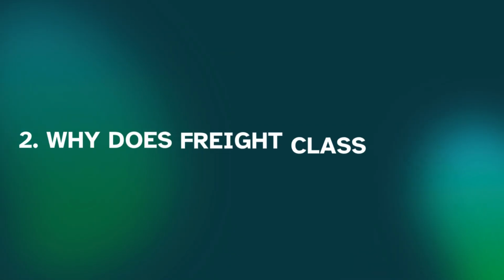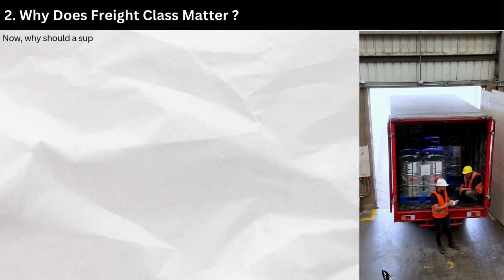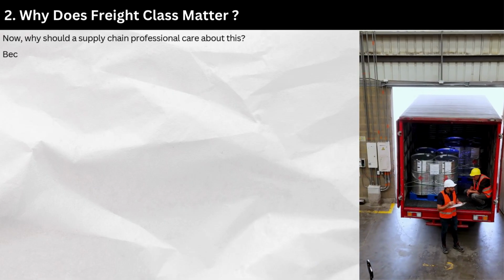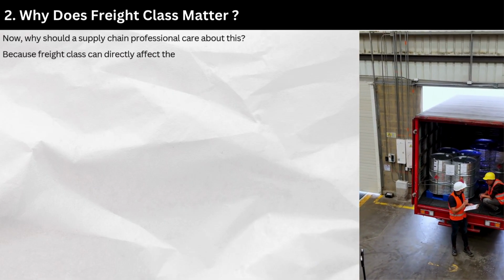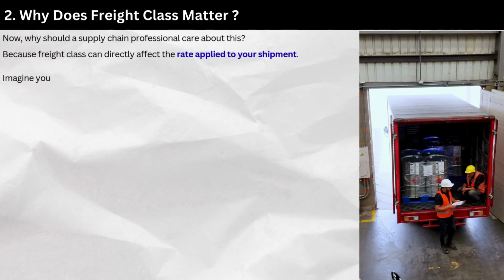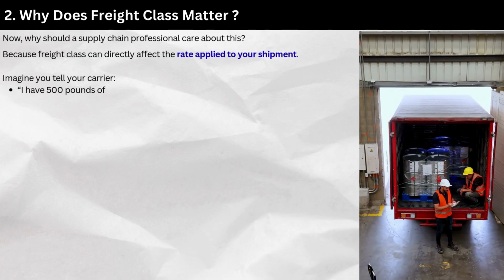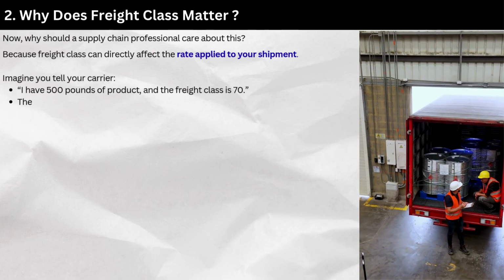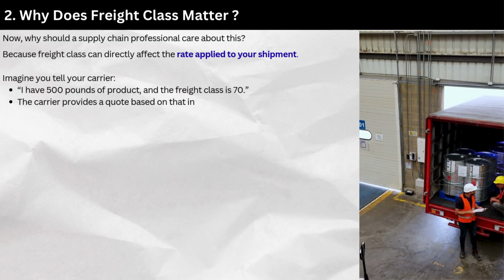2. Why does freight class matter? Now, why should a supply chain professional care about this? Because freight class can directly affect the rate applied to your shipment. Imagine you tell your carrier, I have 500 pounds of product and the freight class is 70. The carrier provides a quote based on that information.